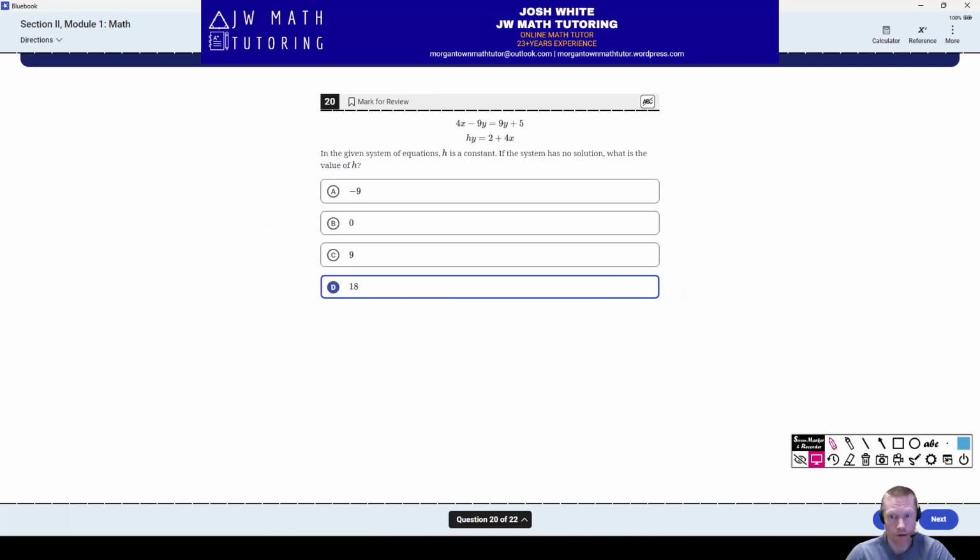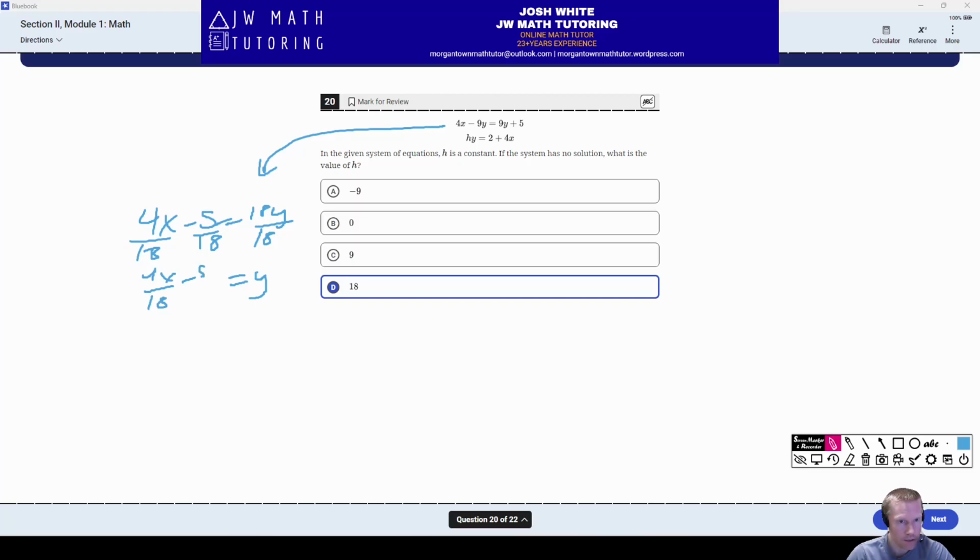Now, if this wasn't multiple choice, then I would absolutely recommend doing it by hand, and here's how we would do it. I take the top one and put it into slope-intercept form: subtract the 5 over to the left, add the -9y over to the right, and get 18y, and then divide both sides by 18. So we get y equals 4x over 18 minus 5 over 18. Now do the same thing for the second equation. Divide everything by h. Get y equals 4 over h x plus 2 over h.